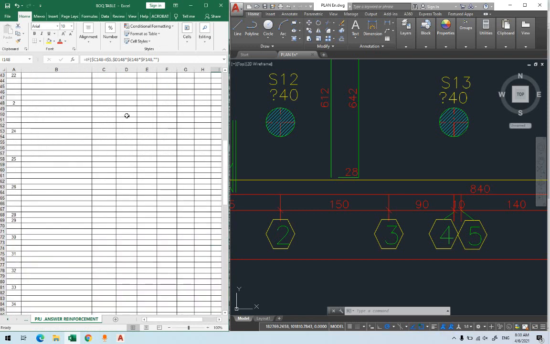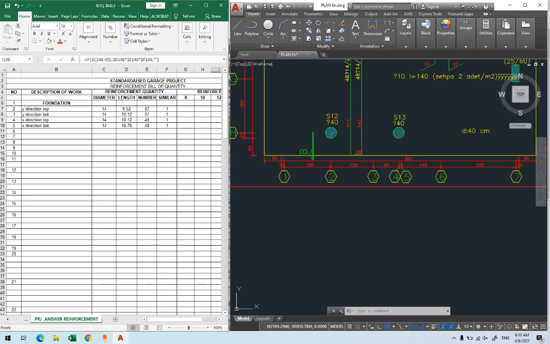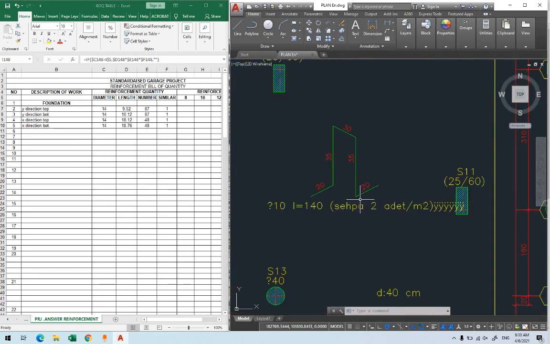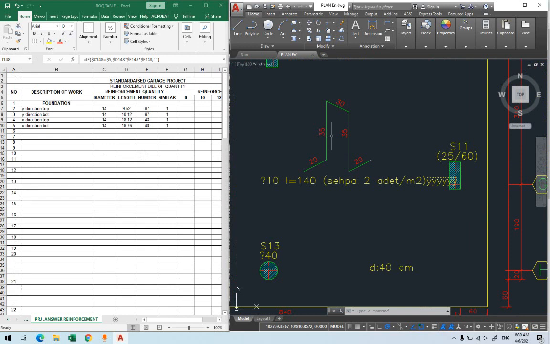This is for the foundation reinforcement. What else do we have there? We have the chair. This is the chair we have there. It's provided as 20 centimeter, 35. This is for practice, for the first people to do it. But here, what is given? Or if I give it, you'll give it in English. We have phi 10. So the diameter is phi 10. The length of it is 140. We have 2 per meter square. So in each meter square there are 2 of them.